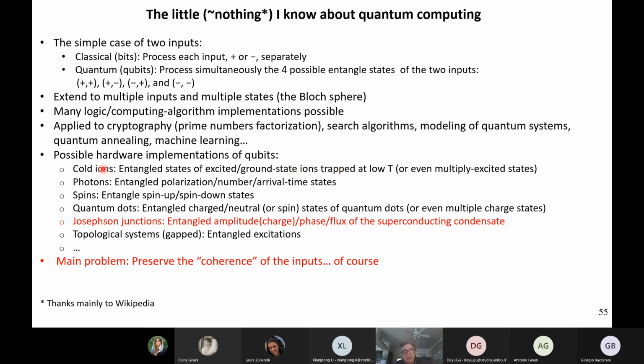So the idea is that each cold ion can be either excited or in its ground state, and you can actually form entangled states of these systems by using entangled phonon states to excite them or de-excite them. In principle, you can also extend it to multiple excited states, and when you do that, essentially this constitutes an input, and you can process them simultaneously in these arrays.